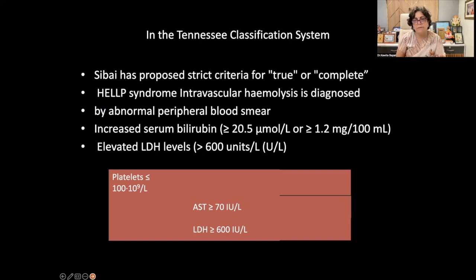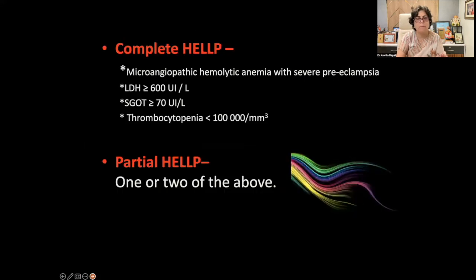Then this is the Tennessee classification. First was the Mississippi classification. This is the Tennessee classification system. CBI has proposed strict criteria: either it's true or complete HELLP syndrome, which is intravascular hemolysis diagnosed by an abnormal peripheral blood smear, increased serum bilirubin, and elevated LDH level. So AST more than 70 and LDH more than 600 is another important point. Complete HELLP is microangiopathic hemolytic anemia with severe preeclampsia, LDH more than 600, SGOT more than 70, and thrombocytopenia less than 1. Partial HELLP is when one or two of the above are included.